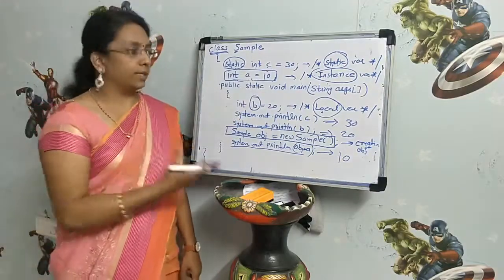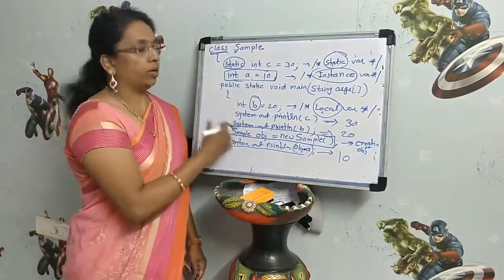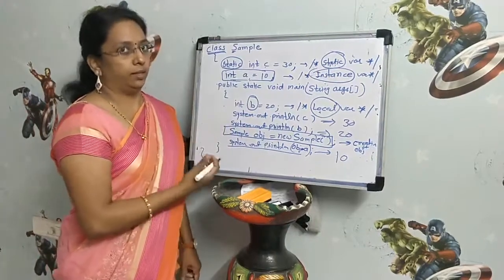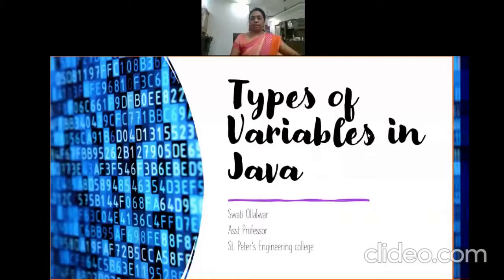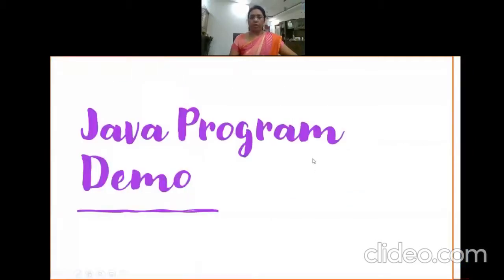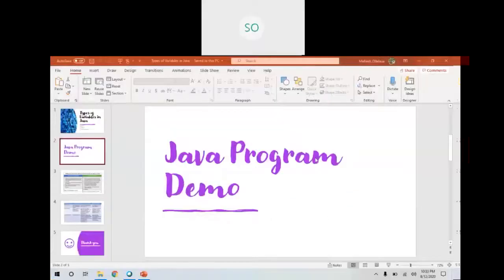Now let's execute this program so that you will understand it clearly. So let's write this small program and execute it, which will explain exactly what an instance variable, static variable and local variable are. So let's type and I'll show you the execution. So let's write the program.